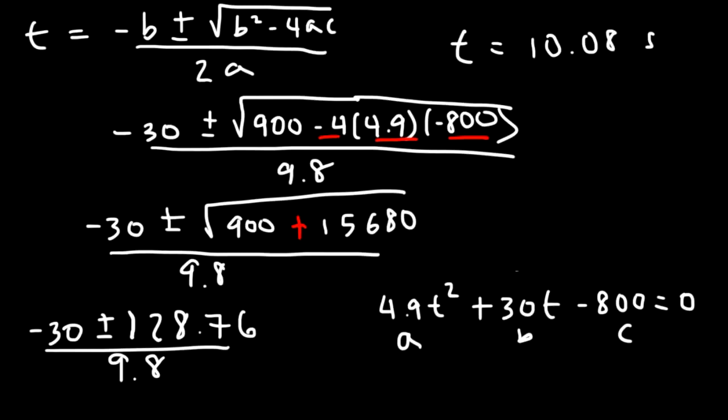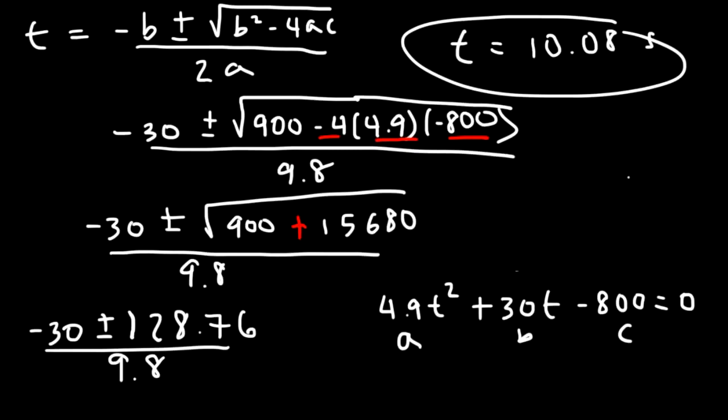Because in the second example, the ball was thrown towards the ground, it's going to take a shorter time to get to the ground, since it was given that initial speed. And so it makes sense why it would be less. Now we could check the answer. If you plug it into the original equation, we need to make sure that we get 0. 4.9 times 10.08 squared plus 30 times 10.08, that's 800.27 minus 800, that's approximately 0. So this answer is correct.